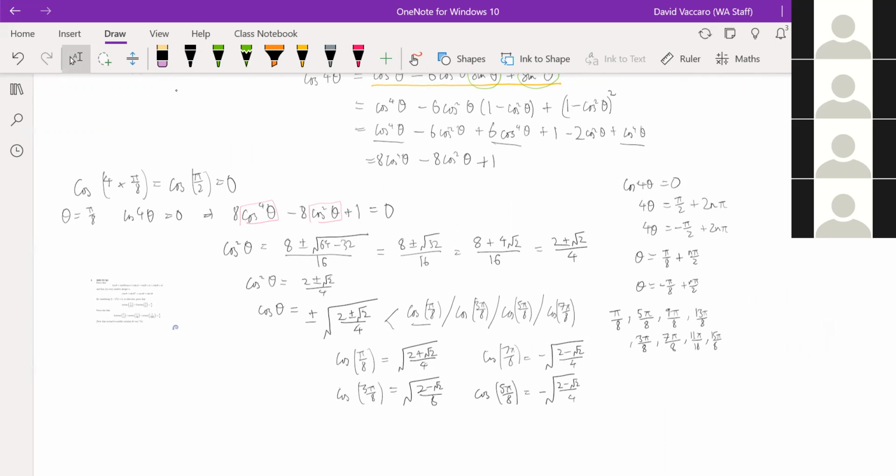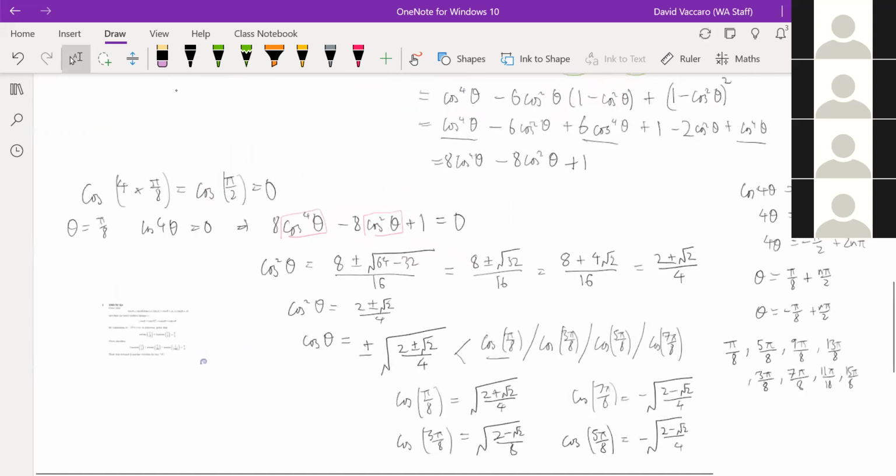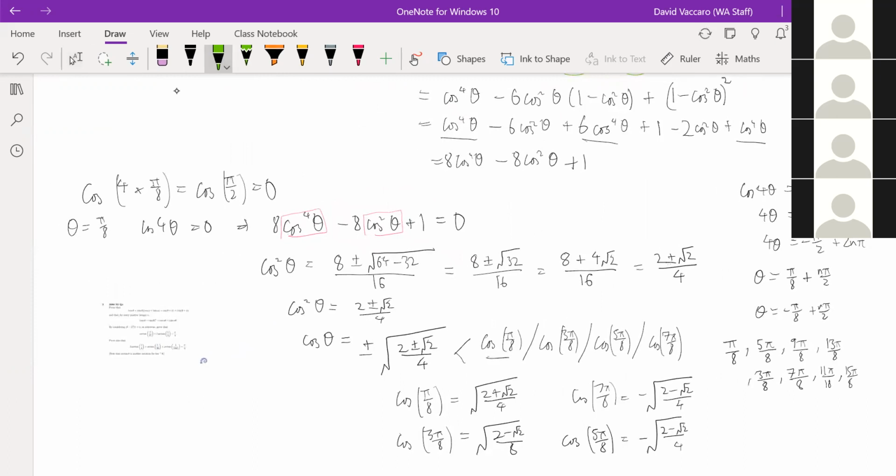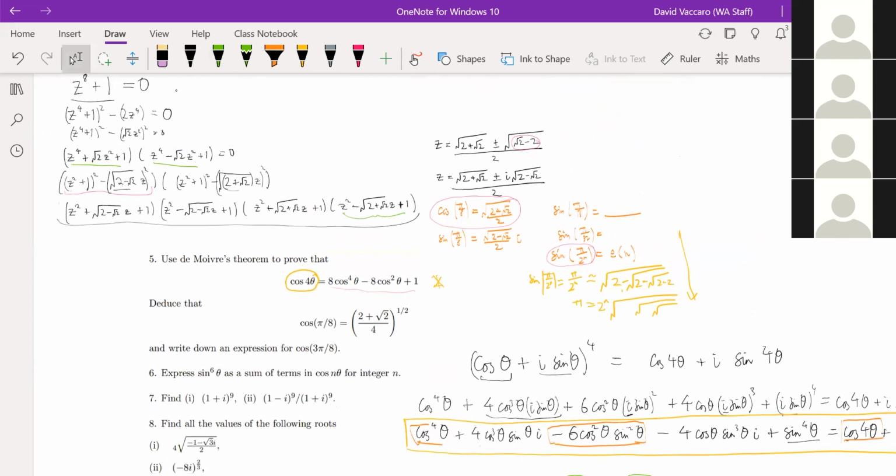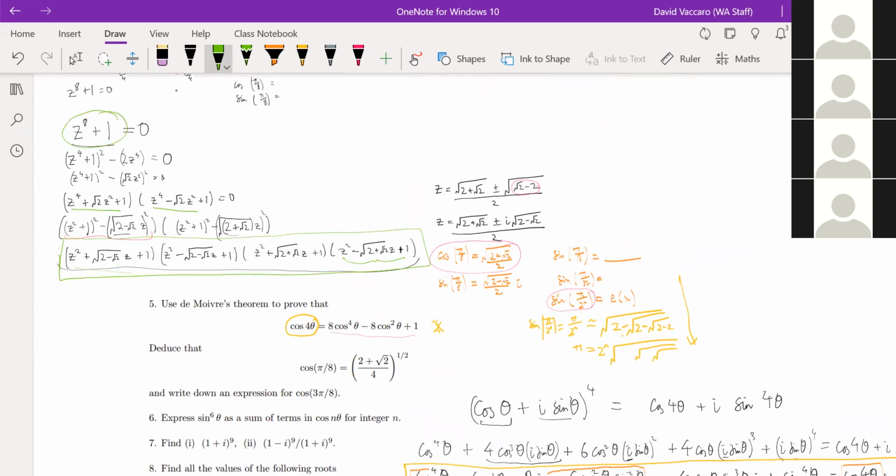Okay, now I haven't given every single detail. But if you look back at the previous question, you should notice that these nested square roots with 2's and root 2's, and sometimes with positive signs and sometimes with negative signs, were the same terms that we were getting out when we solved z to the 8 plus 1 equals 0 using repeated completing of the squares.